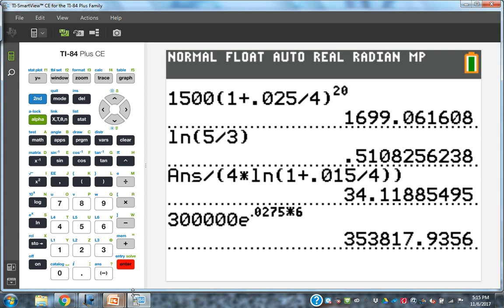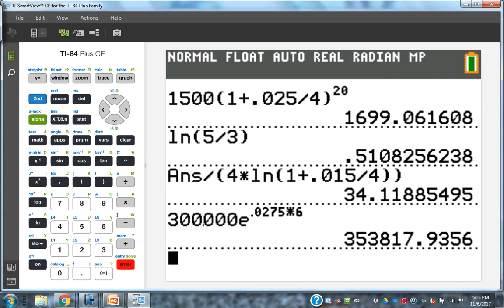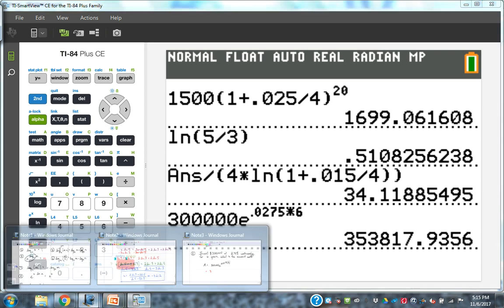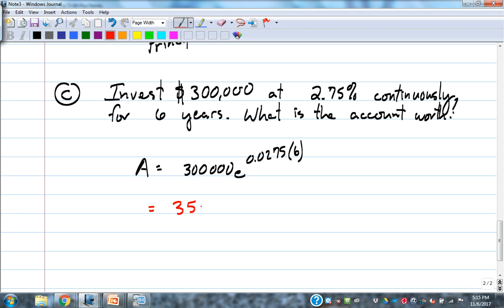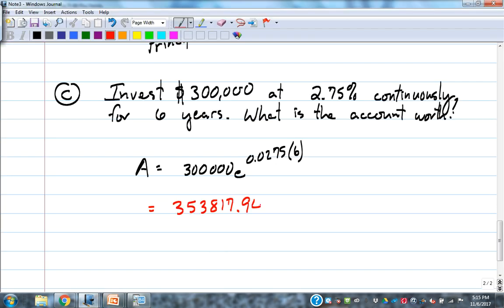And we get 353,817. Have you got $300,000 there? Yeah. 0.0275. Oh no. That's probably what it is. 353,817. All right. And how many cents did we have? 94 cents. Almost $1. Yay! That's a lot of money. I wish I had 300,000 to throw in the bank.